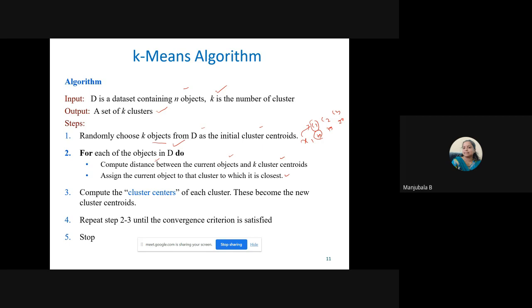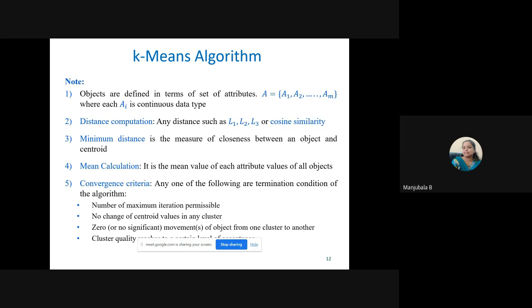Then we have to update the cluster centers. So compute the cluster centers for each cluster. This becomes the new cluster centroid. We have to repeat steps 2 and 3 until the convergence criteria or the termination criteria is satisfied. Then you stop here. So this is the basic k-means algorithm.